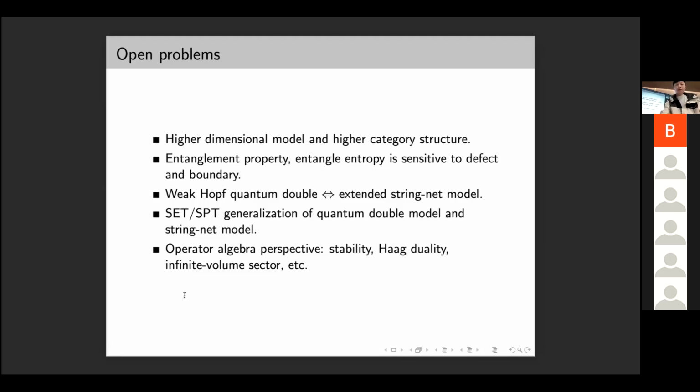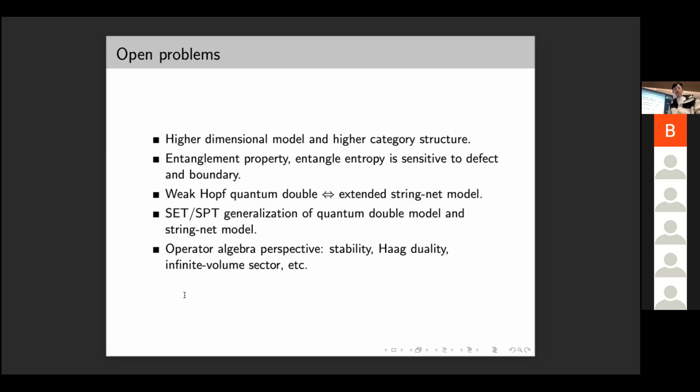And the third one: although we have just discussed the quantum double model and the multifusion string-net model, their relation is not clear at this stage. We know that for the Hopf case there is some precedent. We can map the quantum double model into the string-net model, but for the multifusion case, the problem is still open.